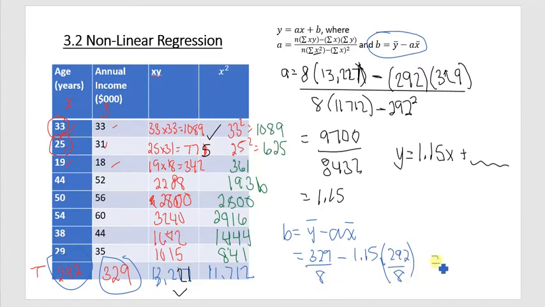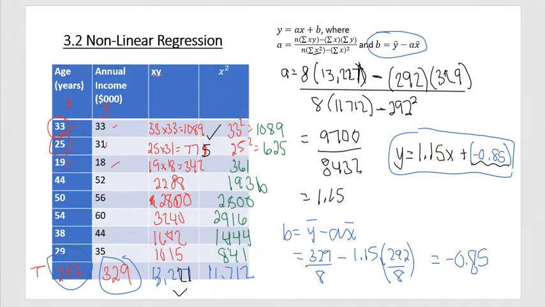Okay, I can put this whole thing in my calculator. 329 divided by 8 minus 1.15 times 292 divided by 8. I get negative 0.85. So our entire equation for our line of best fit, which is completely exact, so a little bit different than we saw in grade 9, is y equals 1.15x minus 0.85.